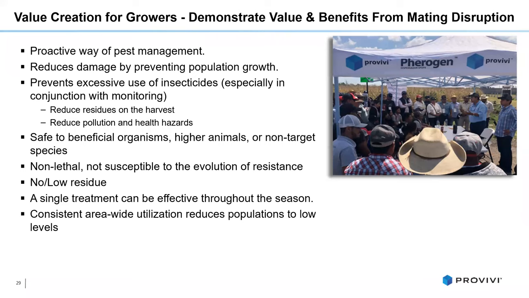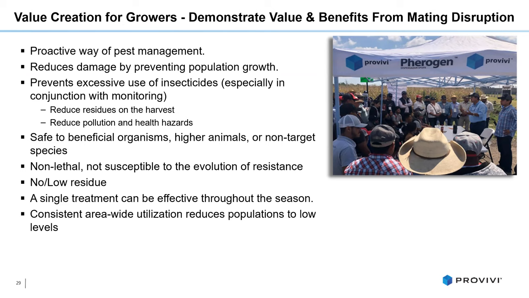So there are several benefits coming out of that. Residues are lower, and pollution and health hazards are lower. We increase the natural enemies in the whole ecological system, and it is non-lethal to higher mammals and non-target species. A single treatment can be effective throughout the season, so you don't have to go and change it, which is less laborious. And with consistent area-wide utilization, farmers can come together and lessen the population in the whole area as a community. So we usually do these as value creation trials, to show the value to the farmers because it is a new technology.